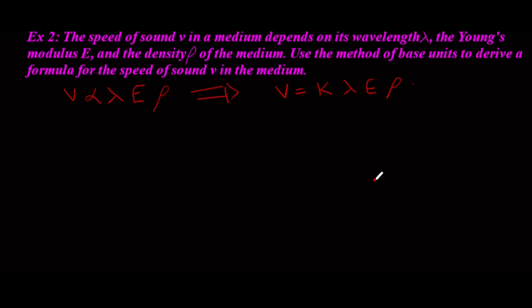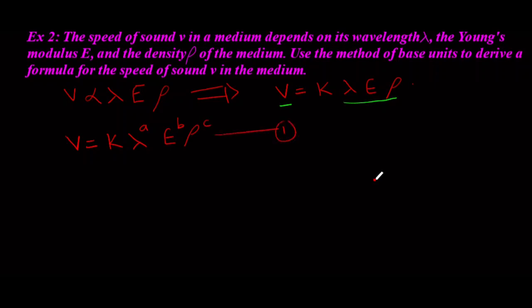Now, after removing the proportional sign, let's give the independent variables power. The independent variables are wavelength, Young's modulus, and density, while the dependent variable is velocity. So let's give them powers. We are going to have v equals k, wavelength raised to power a, then Young's modulus raised to power b, density raised to power c. Then we can make that equation 1.